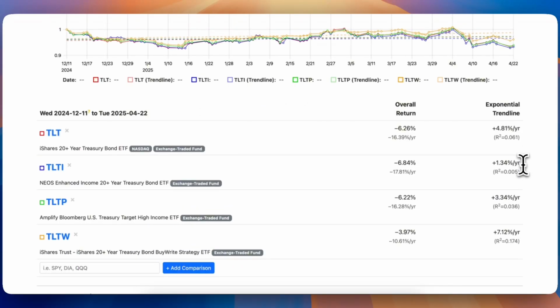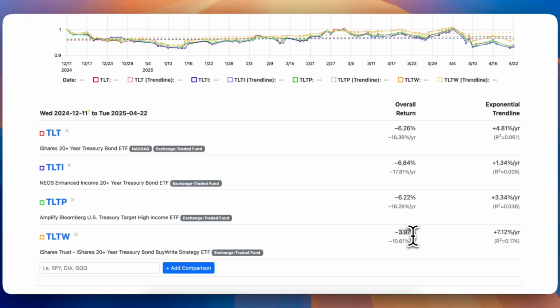But we can see they all have pretty similar exposure and pretty similar performance to one another. But which one really is the best? It's very hard to tell. Of course, we have TLT with an overall return of -6%. We have TLTI, -6.84%. TLTP, -6.22%. And TLTW, -3.97%. So based off of this, the clear winner is TLTW, which actually has a higher history of paying its dividends because that ETF was created in 2022.